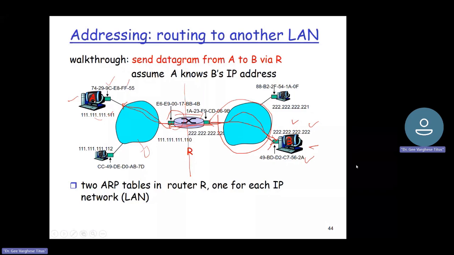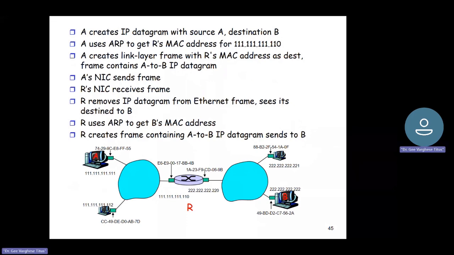This is the address resolution protocol, and that is working across different networks. The first was within the network. Now it was across the network. This is an explanation to what we just mentioned. You can go to that.